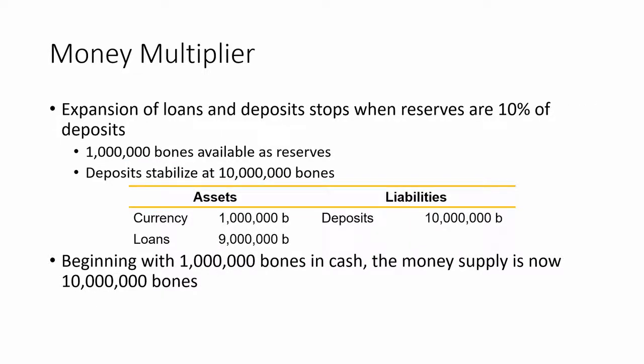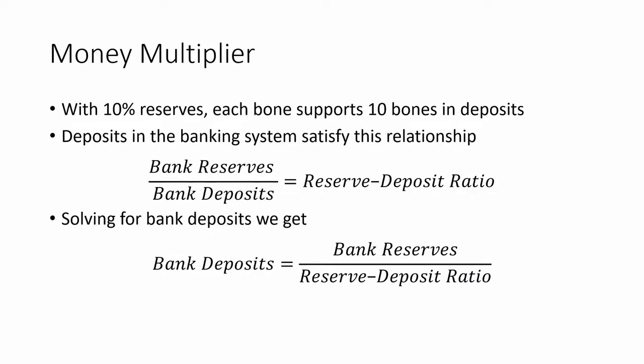And at the equilibrium, we're going to have 1 million bones in currency, but we will have 9 million bones in loans, which means our banking deposits are actually 10 million. So we started with 1 million bones in currency, and the bank reserve deposit ratio of 0.1 led us to deposits of 10 million bones and having 10 million bones in the money supply. So if we have 10% reserves, each bone in circulation is going to support 10 bones in deposits.